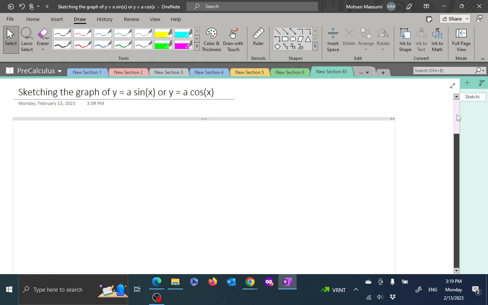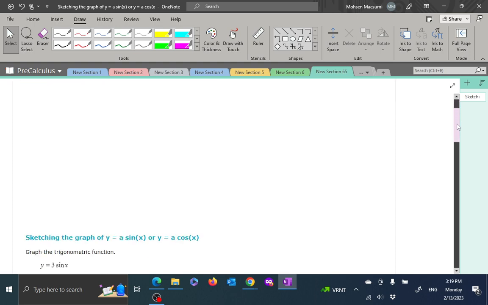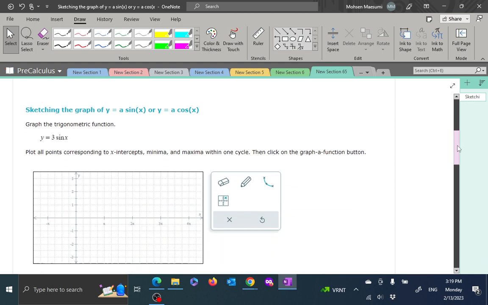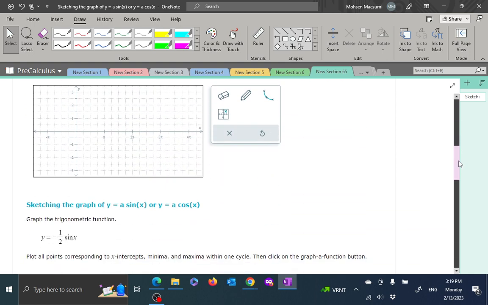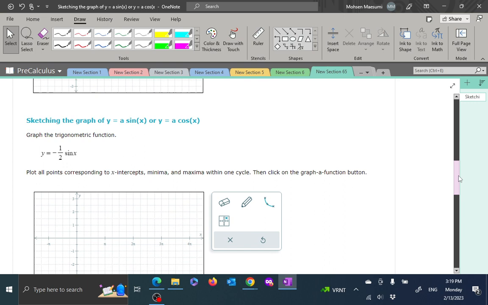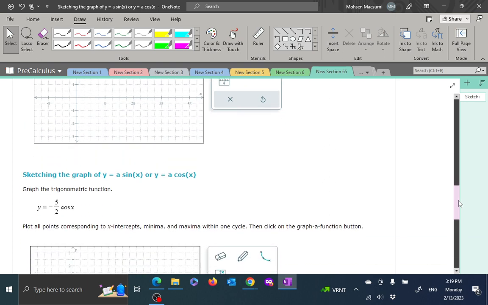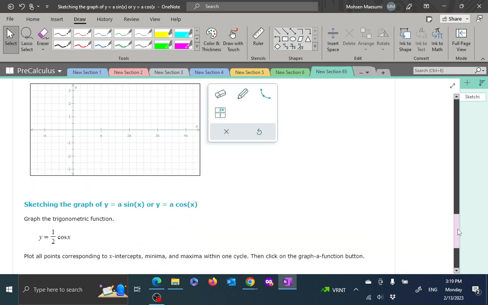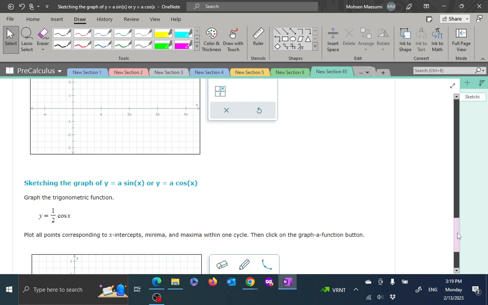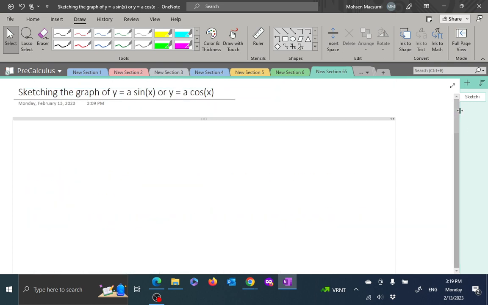Transforming means like multiplying them by some number, as you see here. For example, 3 times sine of x, or minus 1/2 sine of x, or minus 5/2 cosine of x, or here 1/2 cosine of x. In future lectures, we are going to look at other modifications we can do to these functions.